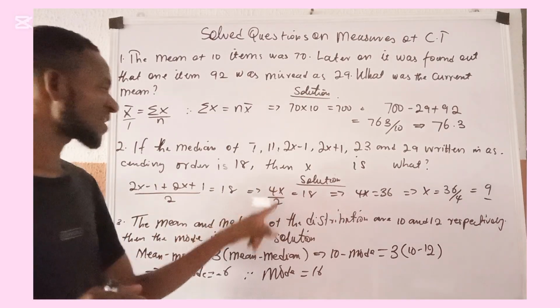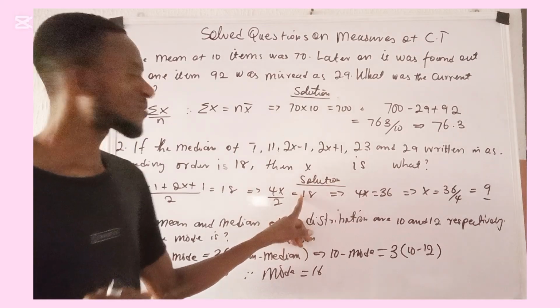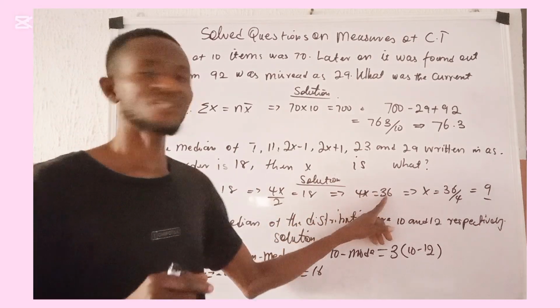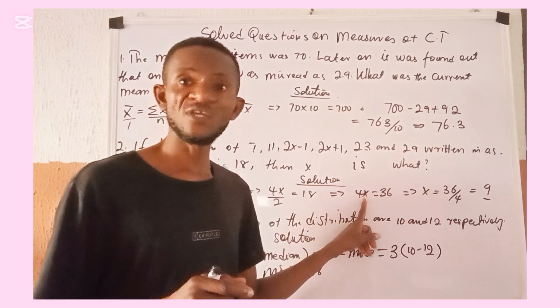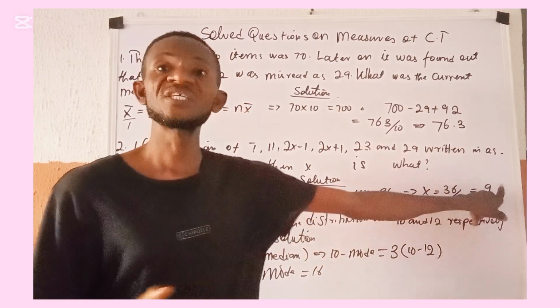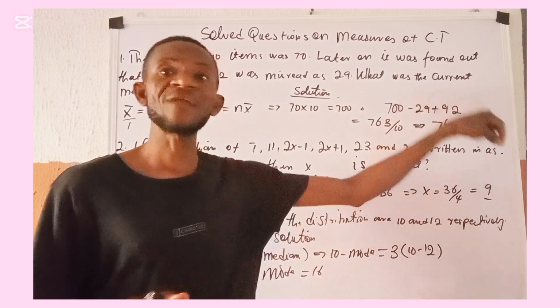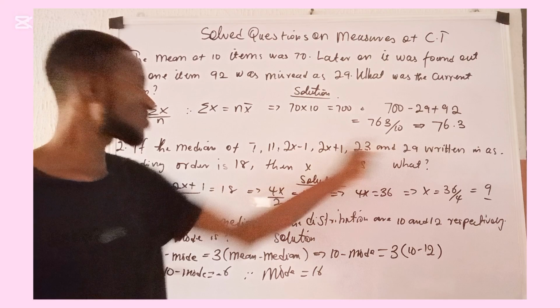So what you have is 4x all over 2 is equal to 18. By way of cross multiplication, 4x is equal to 36. By way of making x stand alone, you divide both sides by the coefficient of x. x becomes 36 over 4, which gives us 9. So the value of x is 9 for the median of this set of observations to be 18.